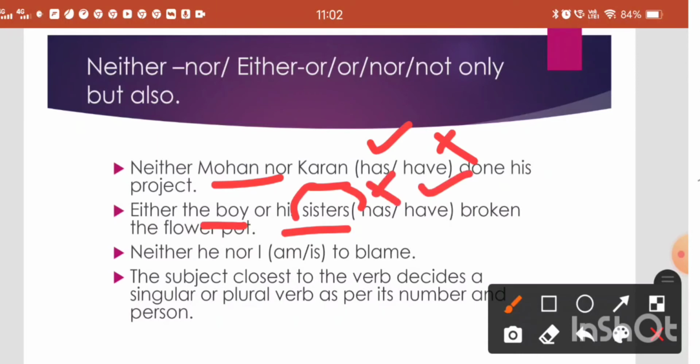"Neither he nor I." Now the next: our subject is "he", a third person pronoun, and "I", a first person pronoun. In this case again we have to follow the same thing, that is, which subject is closest to the verb. Here "I" is the closest, so the verb is "am"; "is" won't be used. So the subject closest to the verb decides a singular or plural verb as per its number and person.